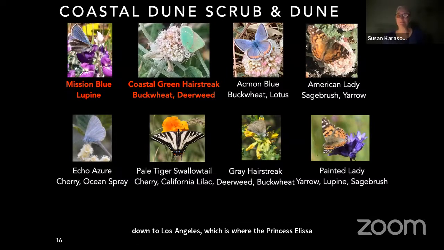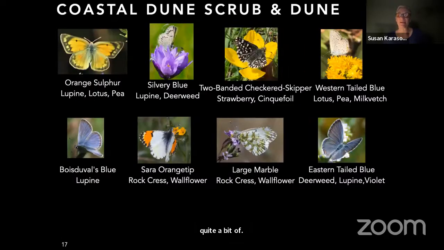Pale tiger swallowtail, that holly leaf cherry, California lilac, gray hairstreak, the painted lady you may see quite a bit of. It's got a few more plants that it can use. And there are some specific ones in Santa Clara Valley. I don't have them, but you do. The orange sulphur, silvery blue, two-banded checkered skipper, western-tailed blue, eastern-tailed blue, the large marble, Sara orange tip, and the Echo azure. They use so many of those same plants, the lupines, the deerweed, the peas, the wallflowers. These are great butterflies.